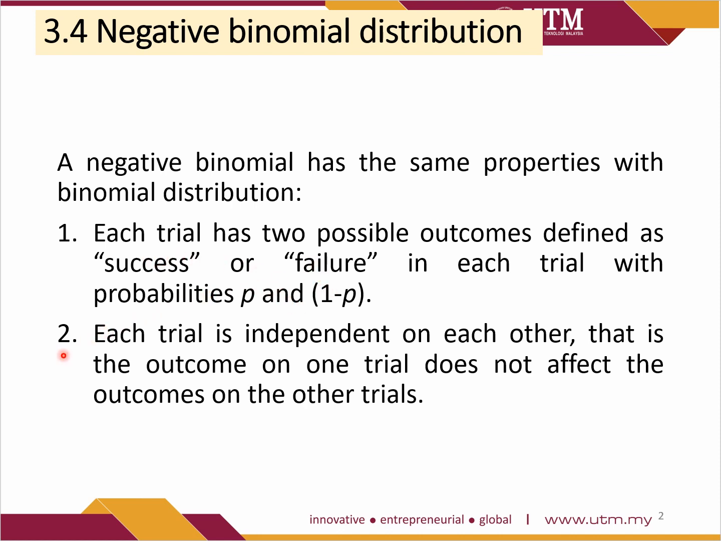The second property is that each trial is independent of each other. That is, the outcome of one trial does not affect the outcomes of the other trials. So you can see that the negative binomial has the same properties as the binomial. So what's the difference between negative binomial and binomial?